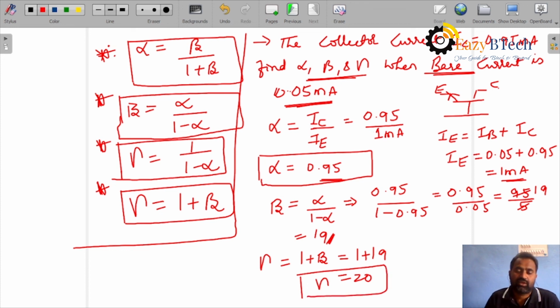Like that, you can calculate the value of alpha, beta, gamma by knowing the values of IE current, IB current, IC current. If you know these 3 currents, it is easy to find alpha, beta and gamma. Okay, students, these are the simple derivations for the alpha, beta, gamma relationship. You remember this alpha value, beta value, gamma value.